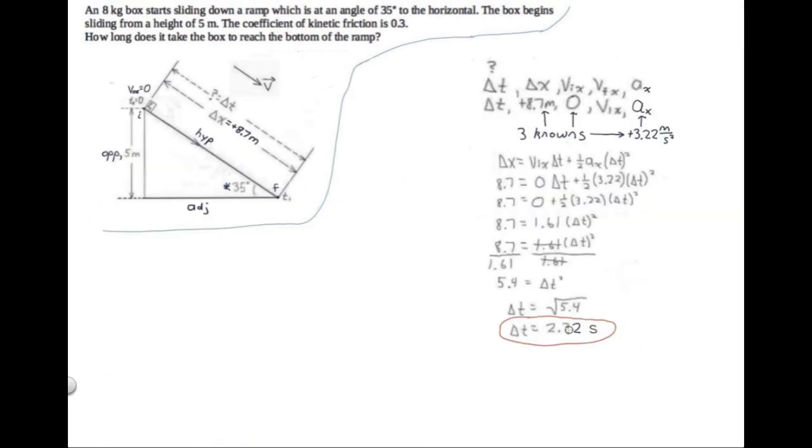Now let's ask whether our result for delta t makes sense. This result came out to be about 2 seconds. So we can simply ask ourselves, in the real world, if we did this experiment of watching a box slide down a ramp from a height of 5 meters, would it seem reasonable if it took about 2 seconds for the box to slide down the ramp from a height of 5 meters?